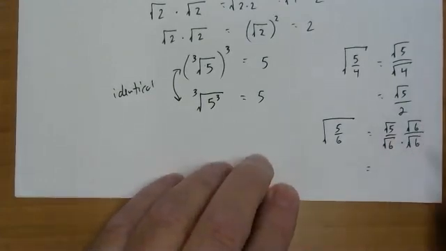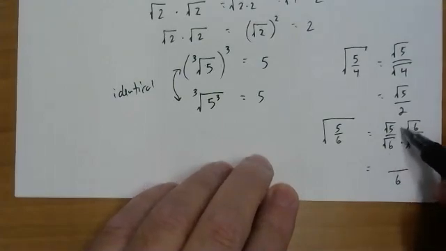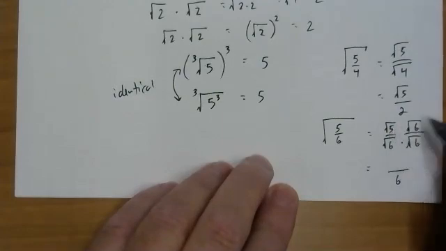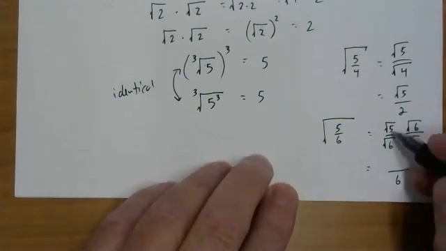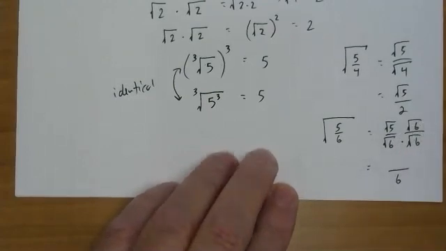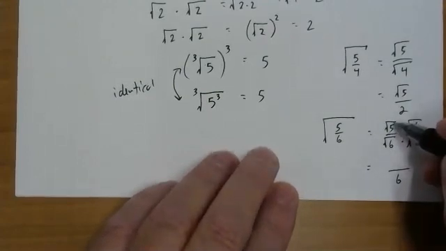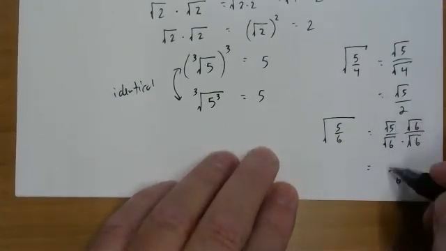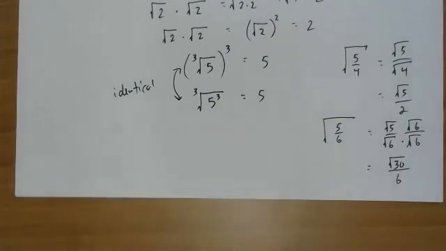So then you end up with, in the bottom, square root of 6 times square root of 6 is 6. Now look here at the top, square root of 5 times square root of 6. Since those are identical, same roots, and I'm multiplying, I would call it square root of 30 over 6.